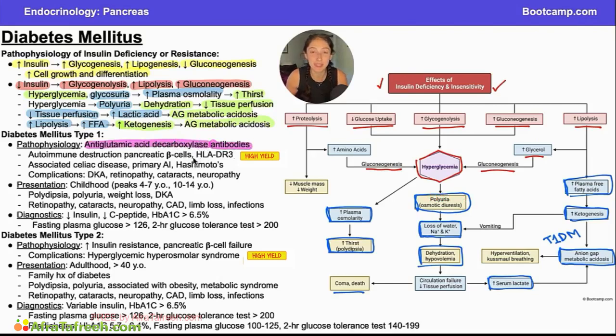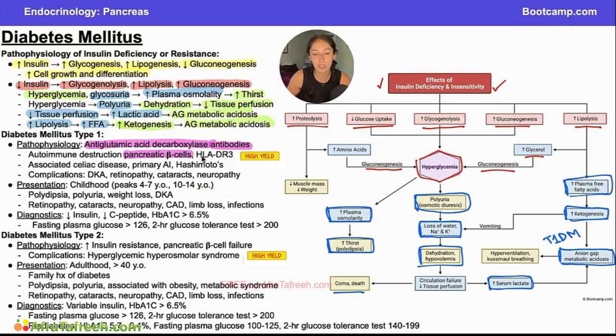And I think this is an important distinction to make because a lot of times people just remember, oh, well, it's some sort of autoimmune process that destroys the pancreatic beta cells. Remember, the pancreatic beta cells are the ones responsible for making insulin. And while the pancreatic beta cells are certainly destroyed through an autoimmune process in diabetes type 1, it's actually antibodies to anti-glutamic acid decarboxylase, which is an enzyme contained within the pancreatic beta cells, that stimulates this destruction.